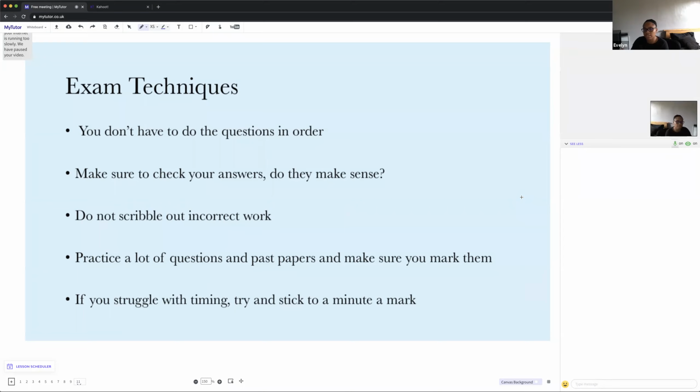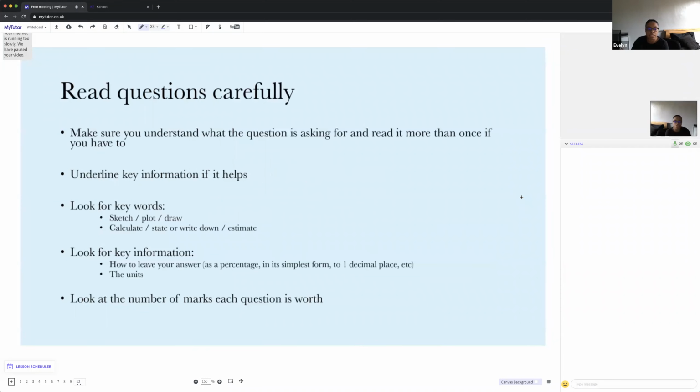Try and stick to a minute a mark. So if it's worth 2 marks, give yourself 2 minutes to answer the question. That should help you stay in time. Now, read questions carefully. There are command words in every single question in the GCSE paper.